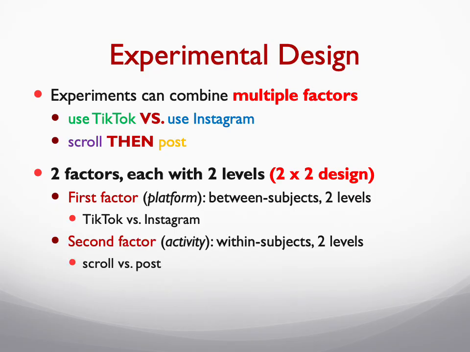And then the second factor is going to be the activity. Are they scrolling or are they posting? So they're going to spend 5 minutes scrolling and then spend 5 minutes posting. This is within subjects because each participant is doing both of those activities. And again, it has 2 levels because I only have 2 potential activities here. So 1 factor being between subjects, 1 factor being within subjects.